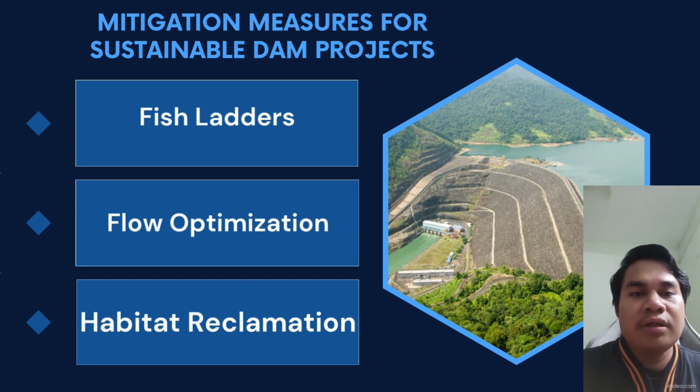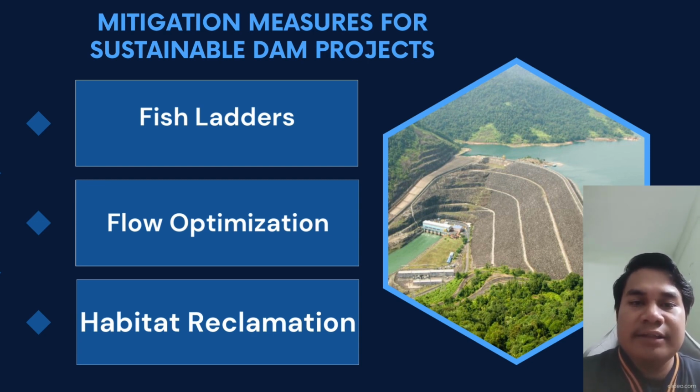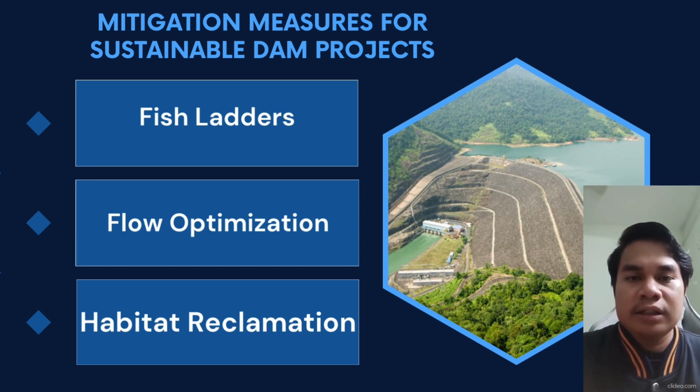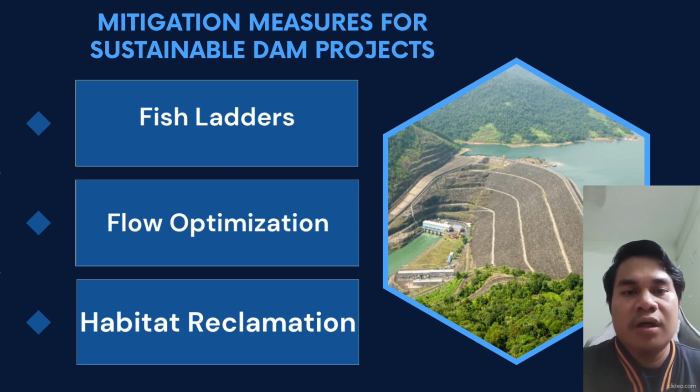And then flow optimization. This involves managing the release of water from the dam in a way that mimics the natural flow of the river, that can help to maintain downstream ecosystems and support fish populations. Okay, and the last point is habitat reclamation. This involves restoring or recreating habitat that has been lost or damaged by the dam construction. This can include planting trees and shrubs along the banks of the reservoir, creating islands for nesting birds, and restoring wetlands. These are all important measures for mitigating the negative impact of dams on environment.